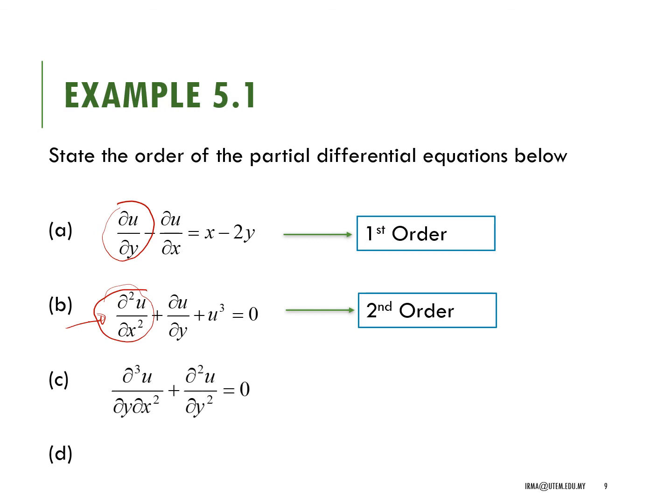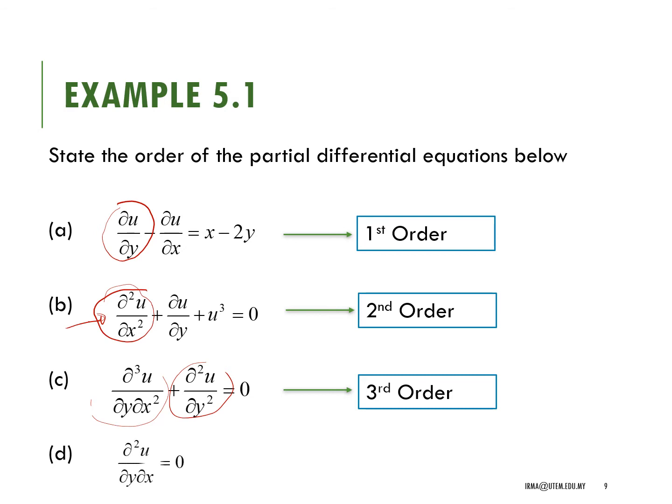C, we have del cube u del y del x squared, and the second term is del squared u del y squared. So for the second term we differentiate twice, but for the first term we differentiate thrice, where we differentiate with respect to y once, and we differentiate with respect to x twice. So altogether is 3, 3 times that you need to differentiate the function. And therefore C is third order.